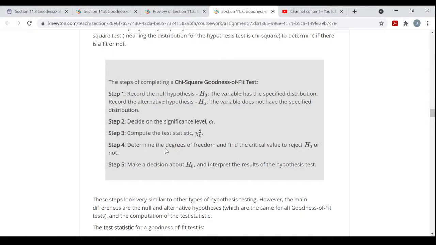Step 4, determine the degrees of freedom and find the critical value to reject the null hypothesis or not. We're going to do a critical value approach, and I'll also show you a p-value approach as well. We'll do both, and you'll see that both of them will give you the same results. You'll reject the null hypothesis in both, or you'll fail to reject the null hypothesis in both. And finally, make a decision about the null hypothesis. Do you reject it or not? And interpret the results. Your final conclusion will basically be, yes, the data do fit the distribution, or they don't, and there's evidence to support one or the other.